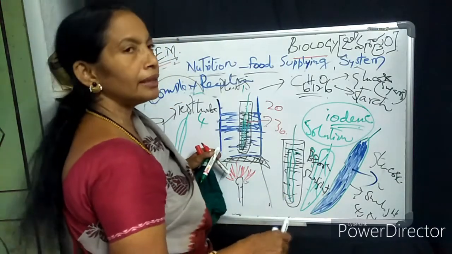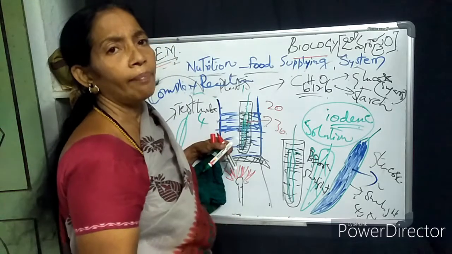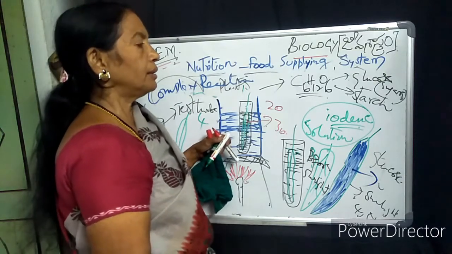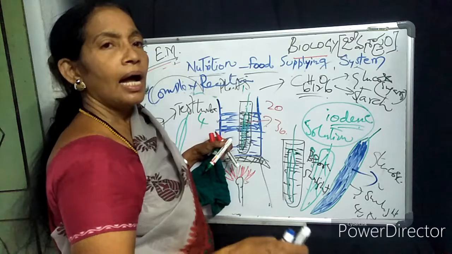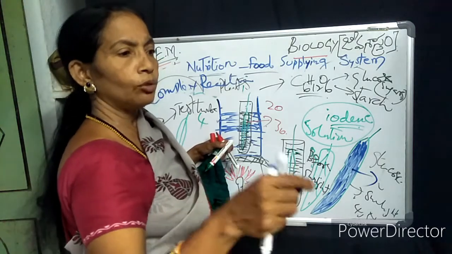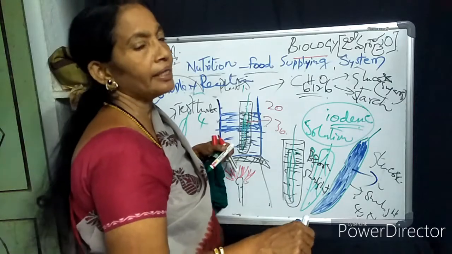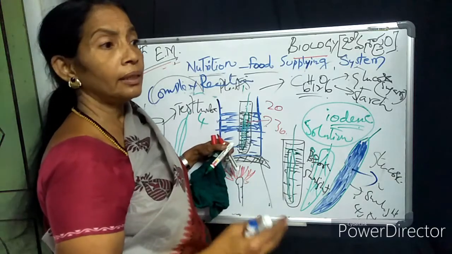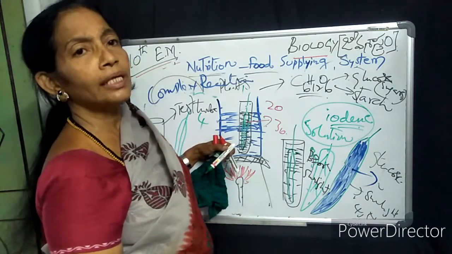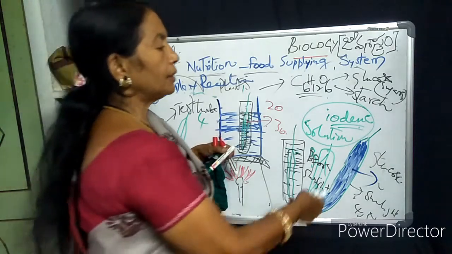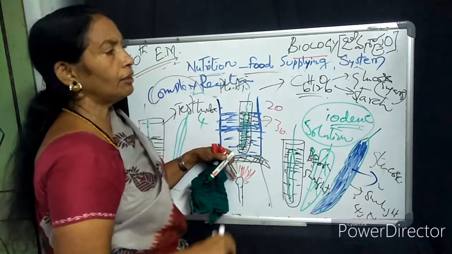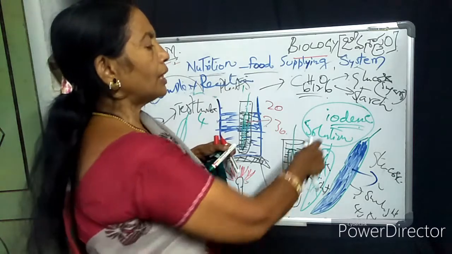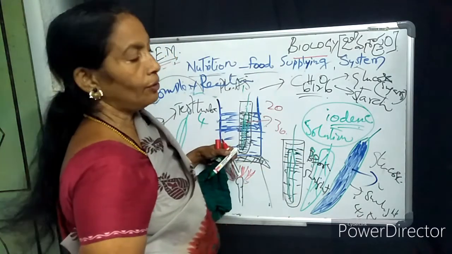Iodine's character is turning starch blue. If we take wheat flour or rice flour, put two pinches of wheat flour in a petri dish or watch glass, and then put iodine solution, the flour suddenly changes into blue in color, because wheat flour and rice flour are starches, so they turn blue when we put iodine solution.